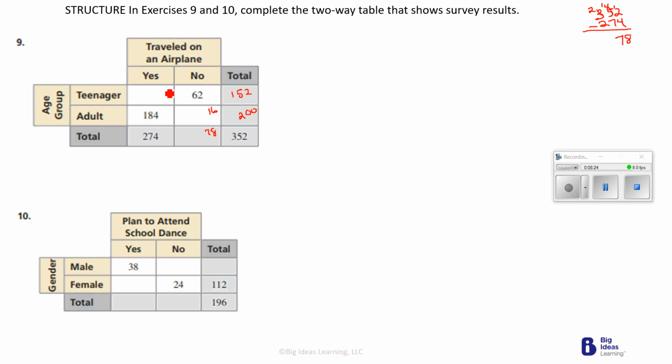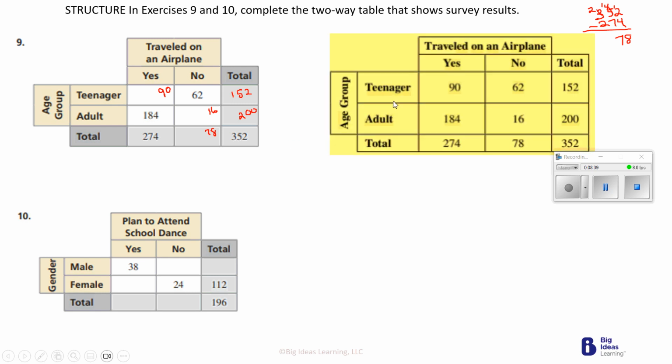And now I can work backwards here. 152 minus 62, that's going to be 90. I know that because 0 plus 2 is 2, and 9 plus 6 is 15. All right, let's see how we did. There we go. 152, 200, 78, 16, and 90. All done correctly. All right, number 10 is for you to do, and I believe that was all of them.